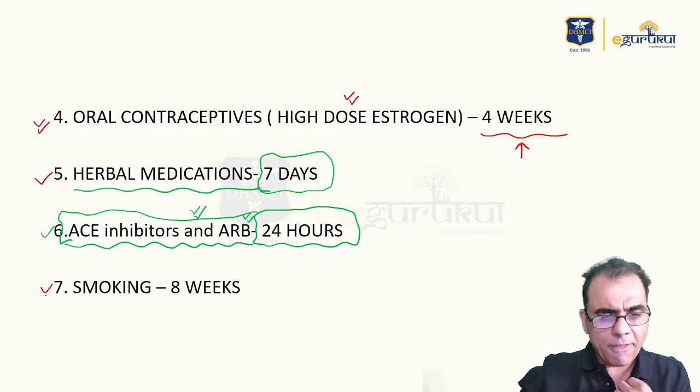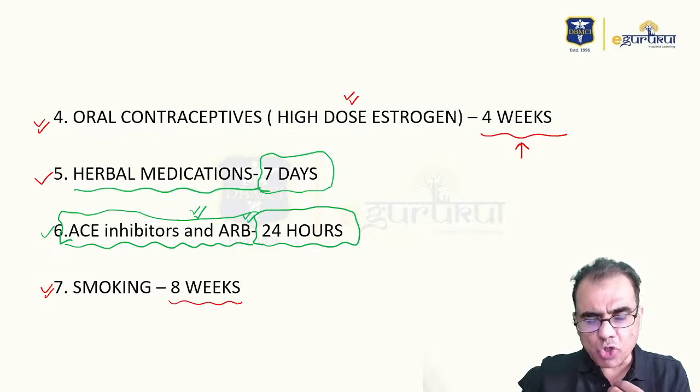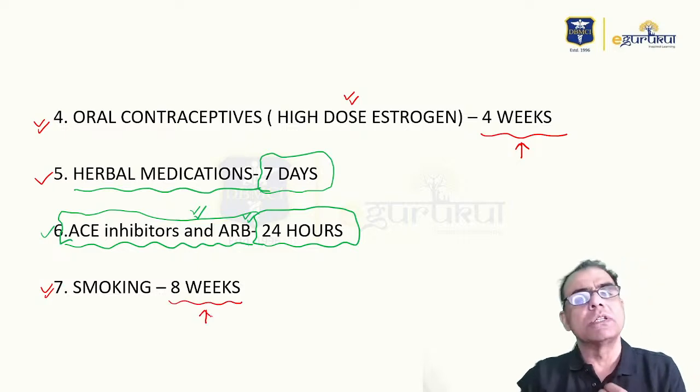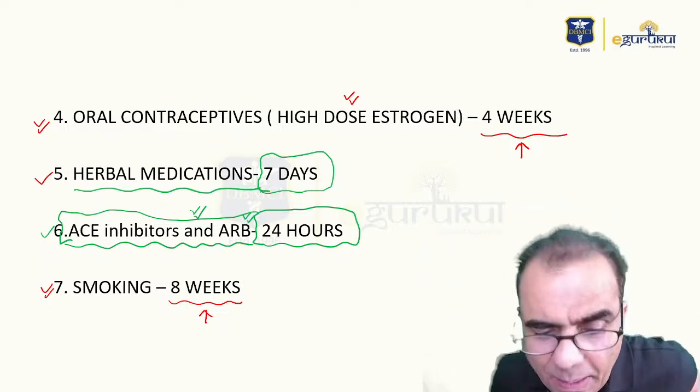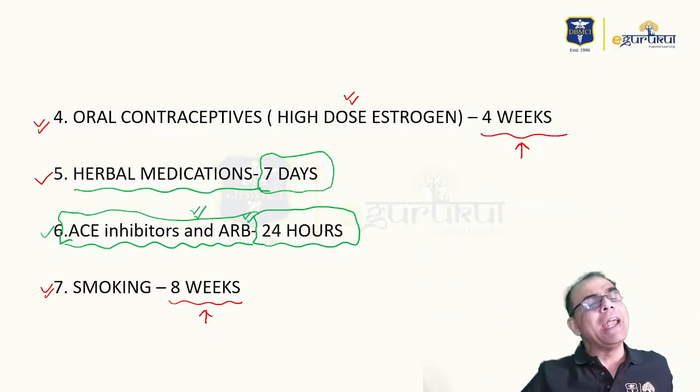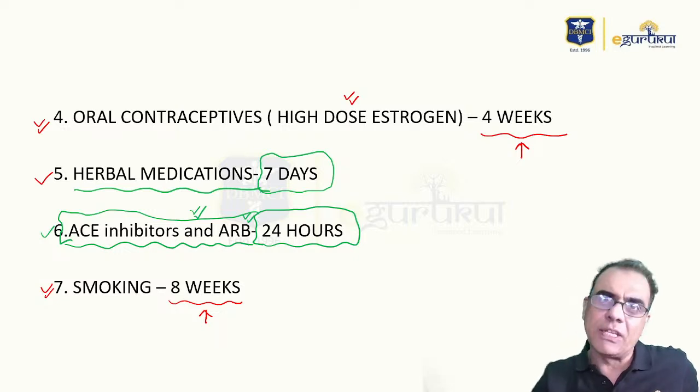Then smoking. Smoking ideally should be stopped 8 weeks prior to the surgery. And why? Because smoking inhibits cilia, and they say complete ciliary recovery takes 8 weeks. So we have to stop smoking 8 weeks prior to the surgery.